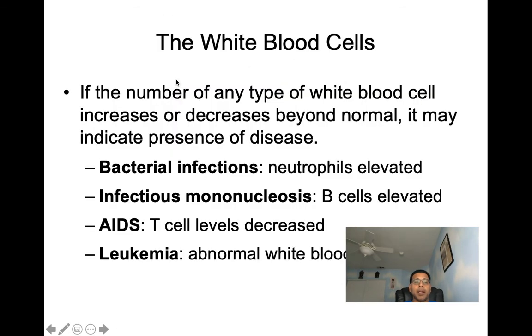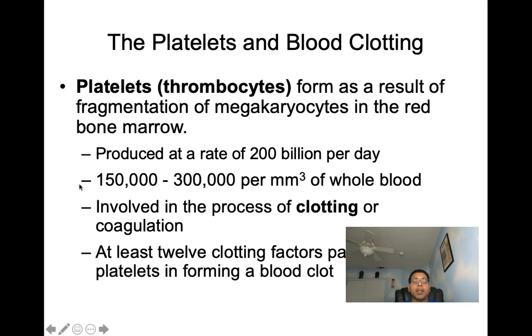So moving back then, when we talk about our platelets, they're going to be produced at a rate of about 200 billion per day. We have anywhere from 150,000 to 300,000 per millimeter cubed of whole blood. They're going to be involved in the process of clotting or coagulation of blood. And last, we can see here we have about 12 clotting factors that are going to participate with our platelets in helping to form a blood clot.